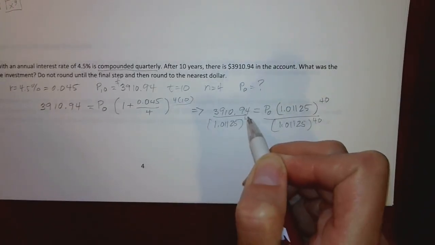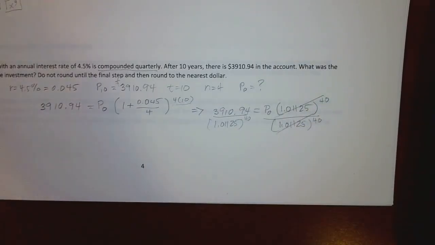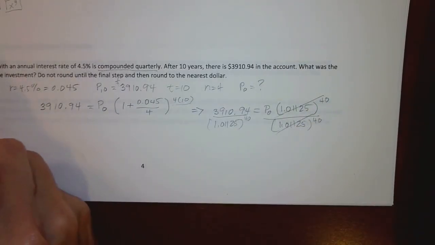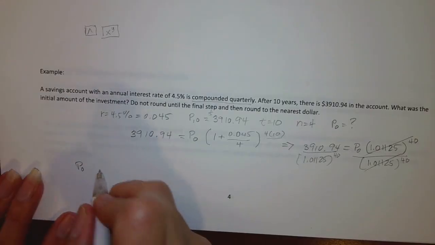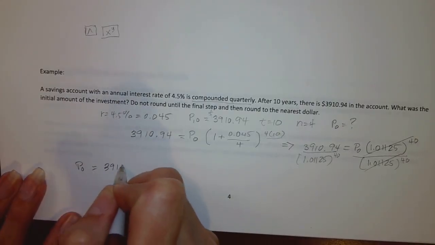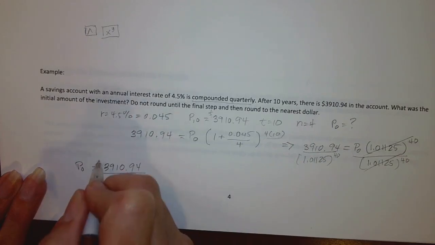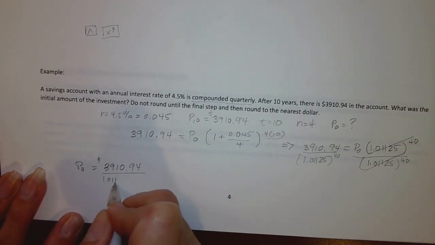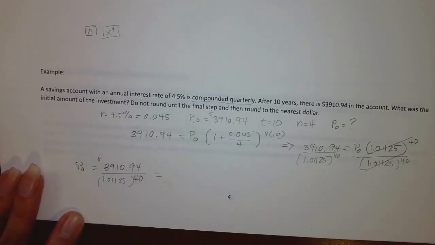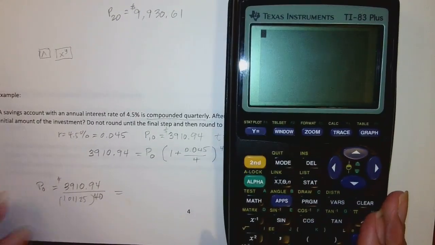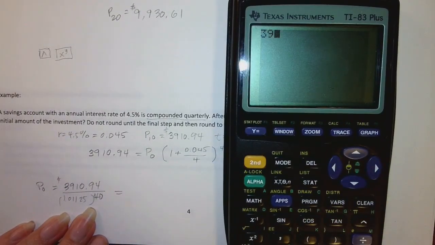Another good thing about waiting to calculate it is I don't have to write a big ginormous number. And so P naught is equal to $3,910.94 divided by 1.01125 to the 40th power. So how do I put that in my calculator? Well, I'm going to do 3910.94 divided by, you can put parentheses around it since there's parentheses in the problem. That's totally fine.